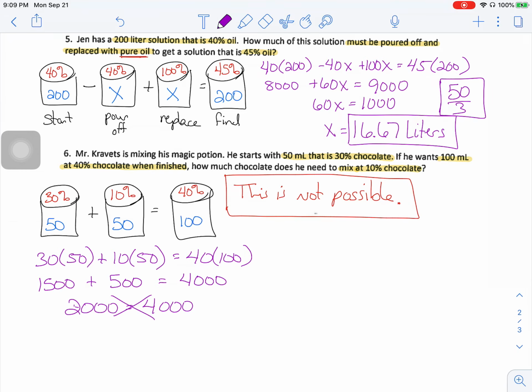And again, the logic on that, whatever percent you start with and whatever percent you're adding, and this is only for addition, okay, so be careful with subtraction. If you start with 30% and you add 10%, your final product has to have a percentage between these two. So at the highest level it would be 30%, at the lowest level it would be 10%, or any percentage between them, but not higher than 30 or smaller than 10. All right, so it's not possible for number 6.